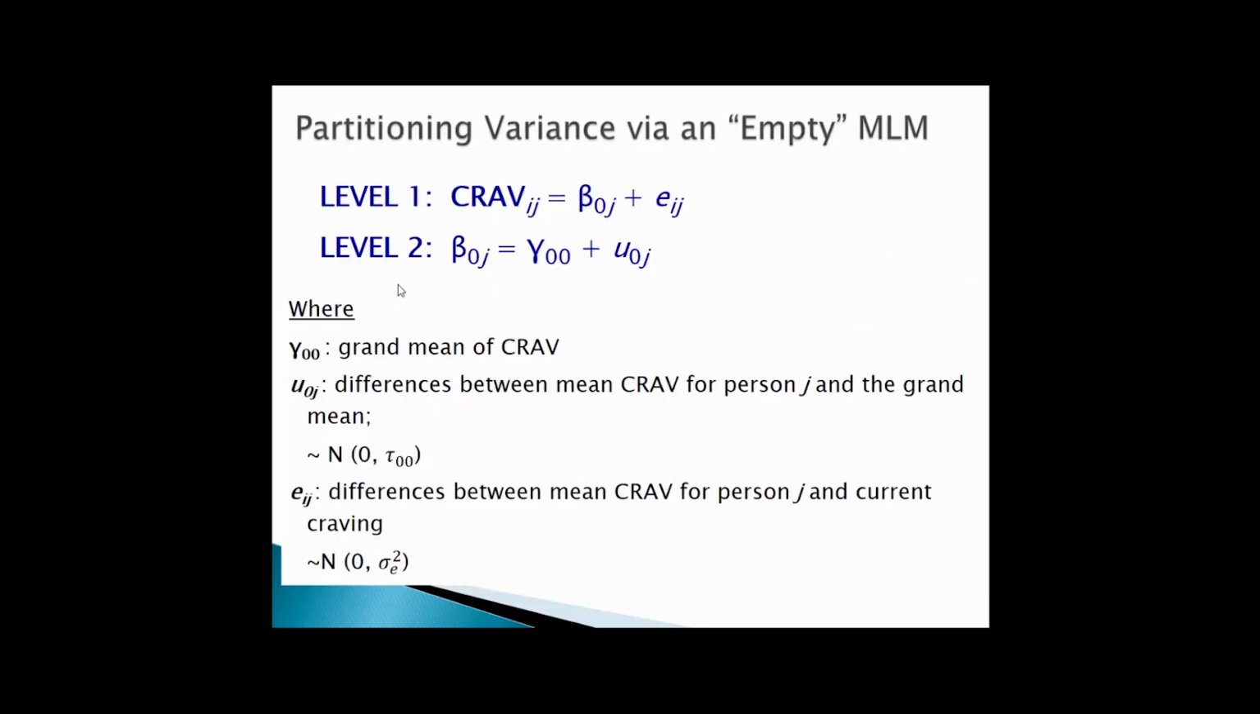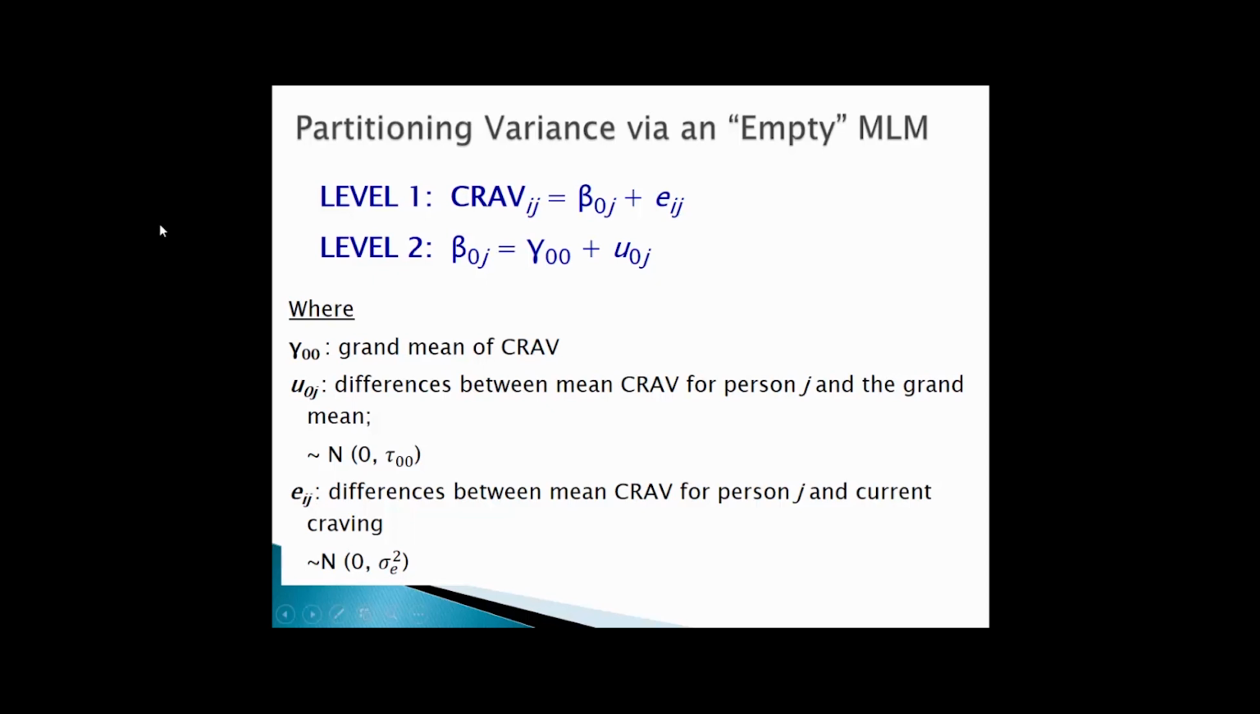So our first question, before we get into modeling between and within person differences, we might just be interested in what's the variance at the between person level? How much do people differ from each other on average? And what's the variance at the within person level? How much do people differ from themselves on average? And we can start to answer those questions using something called an empty multi-level model. So this is our first model that we'll be talking about today.